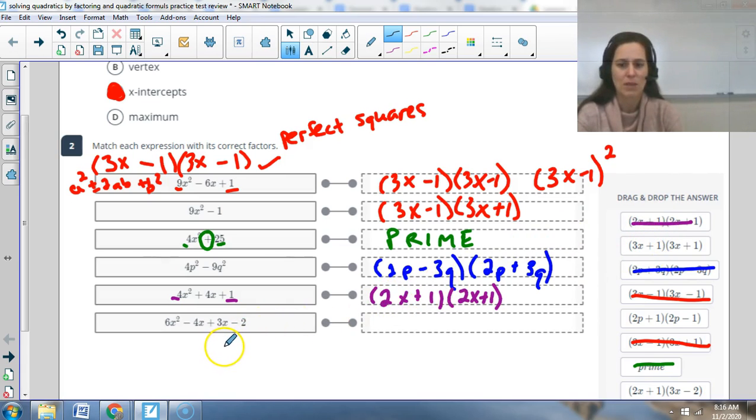So the last one that we're going to take a look at is this one, and since it has 4 terms, we're going to factor by grouping. So out of the first group, we can take out a 2x, and you're left with 3x minus 2.